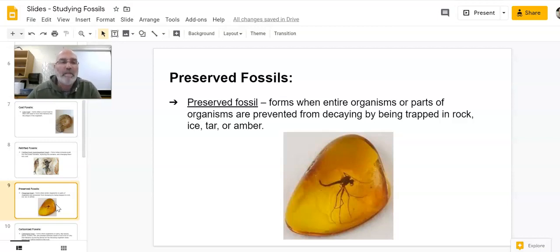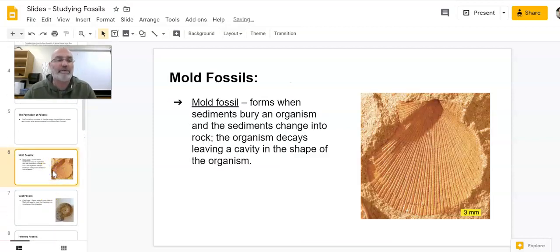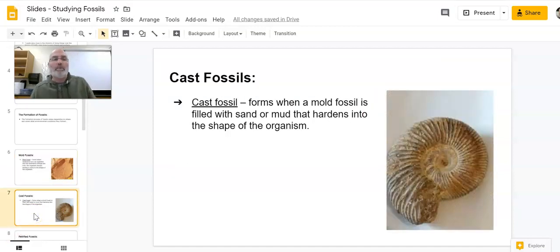But here's the thing. Petrified fossils, I said it wrong. Preserved fossils are the rarest type of fossil. They're the hardest to find. And instead, we tend to find lots and lots of mold fossils. So another part of me wonders whether or not mold fossils and cast fossils are more important just because we have more of them, which allows us to do more studying.